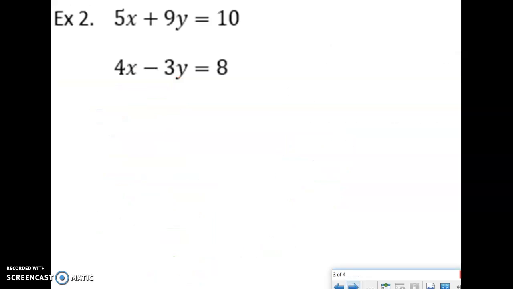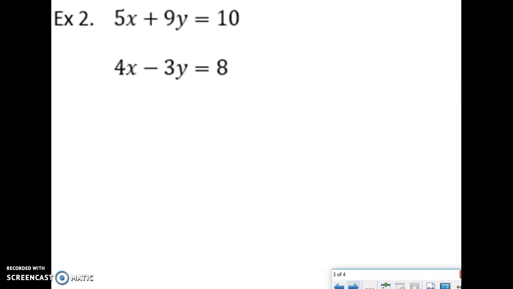The next one is a little bit more difficult because the variables are lined up. We have 5x over 4x, 9y over negative 3y, 10 over 8, but there's no additive inverses. 5 and 4 are not opposites, nor are 9 and negative 3. So what can we do?